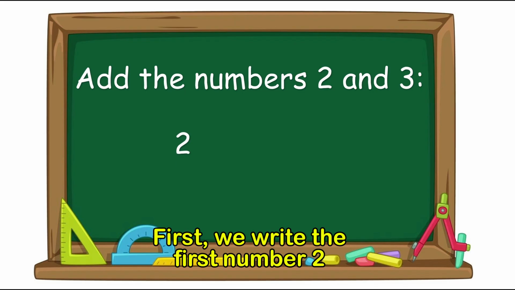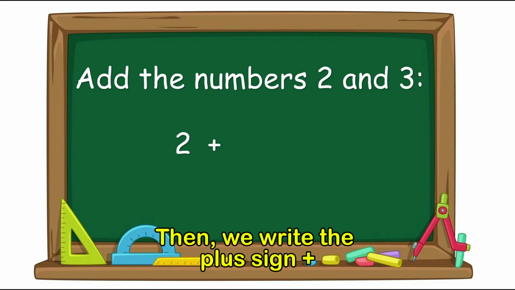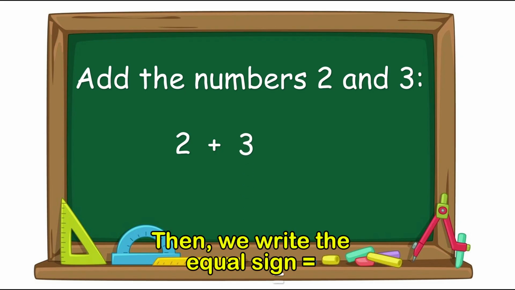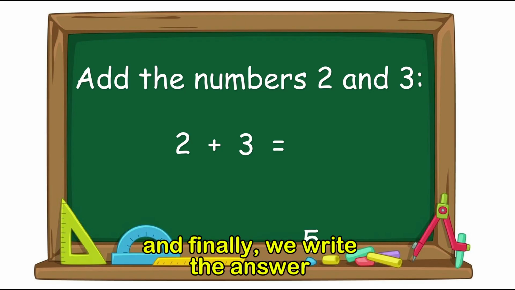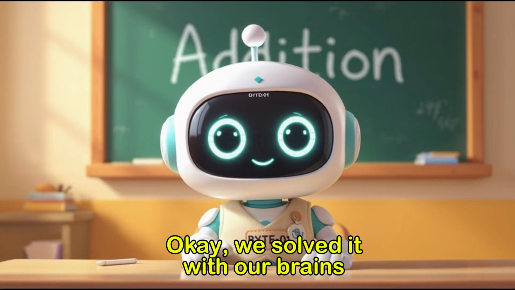First, we write the first number, 2. Then we write the plus sign, plus. Then we write the second number, 3. Then we write the equal sign, equals. And finally, we write the answer, the result, which is 5. Okay, we solved it with our brains.